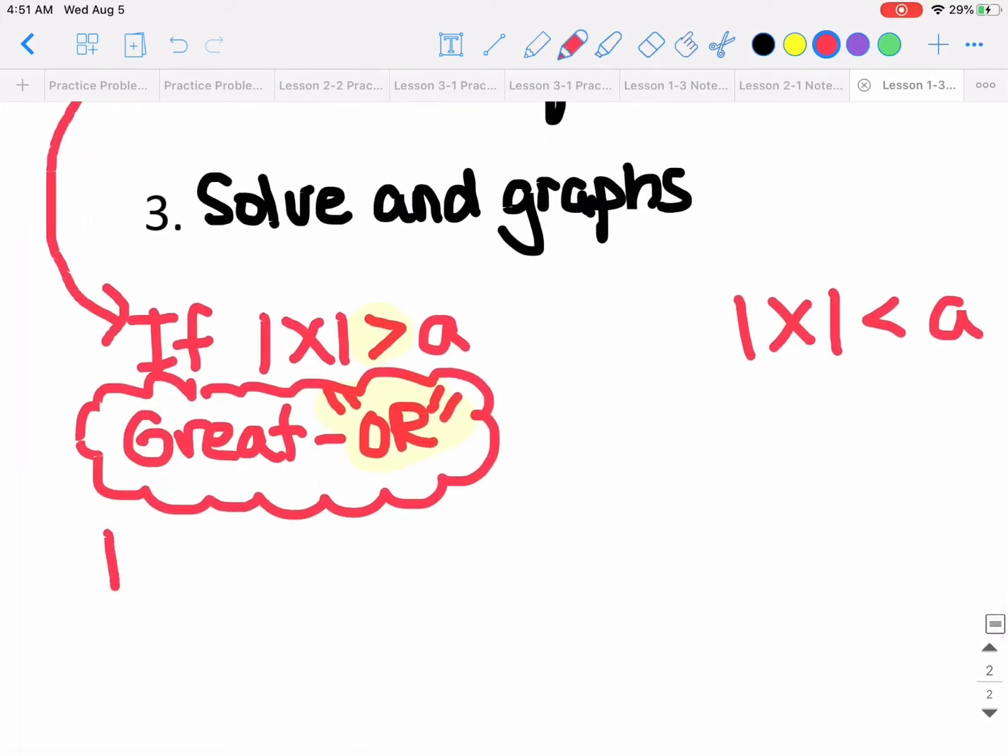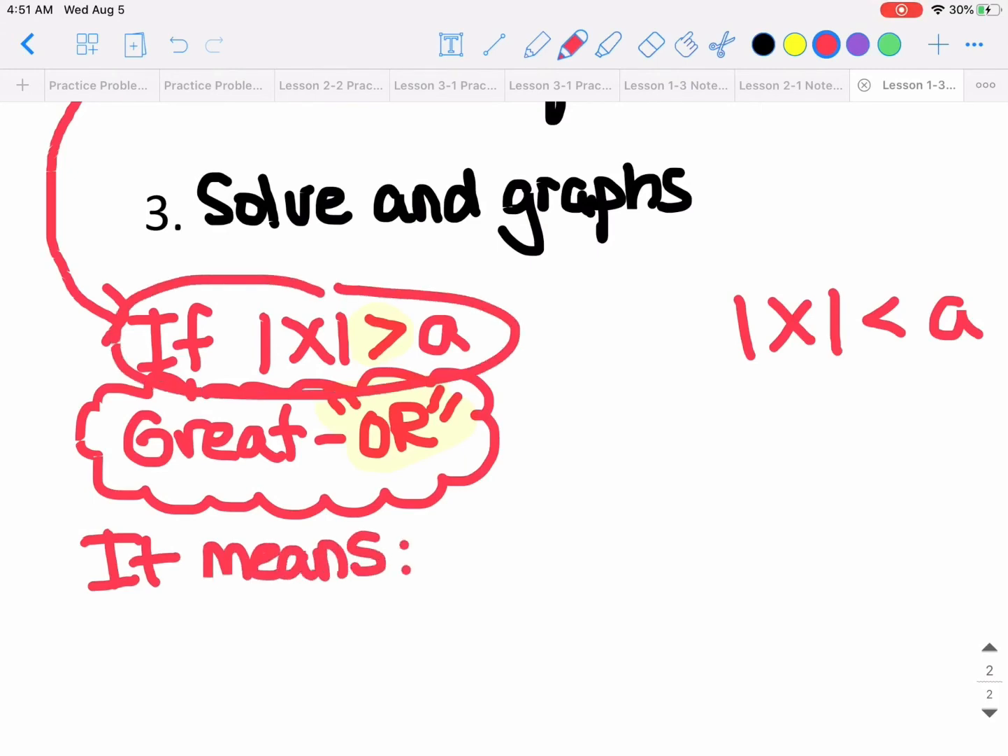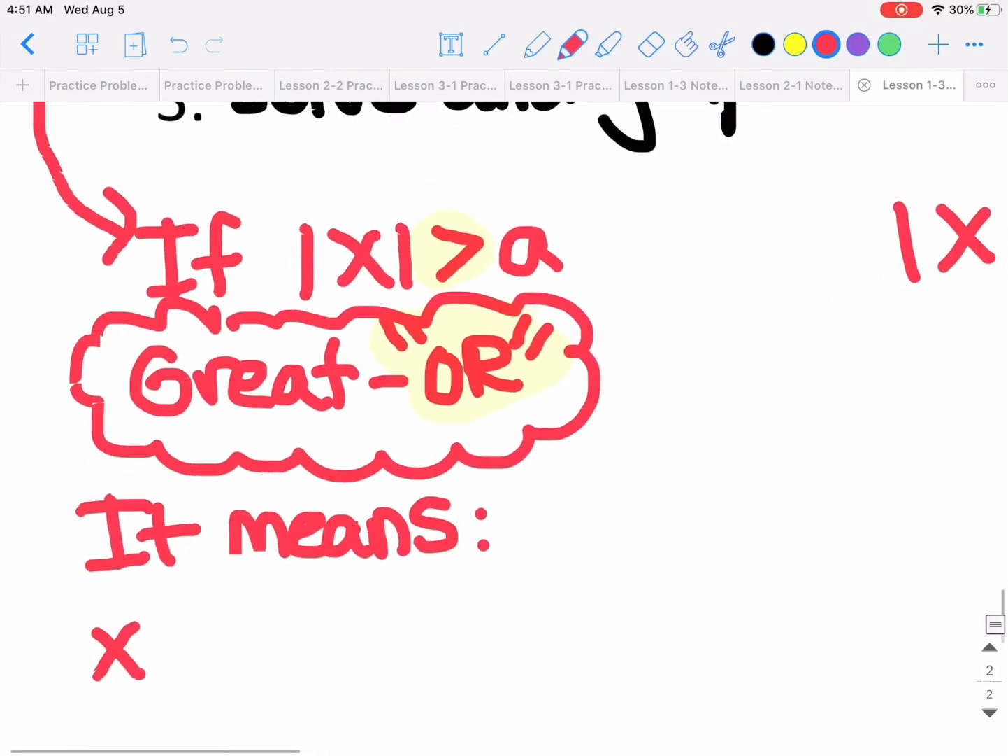So to clarify what this means, if I see this after I isolate, it means I'm going to drop the absolute value bars. That's what I want to do. I want to get rid of them. The first inequality I'm going to write is x is greater than a.